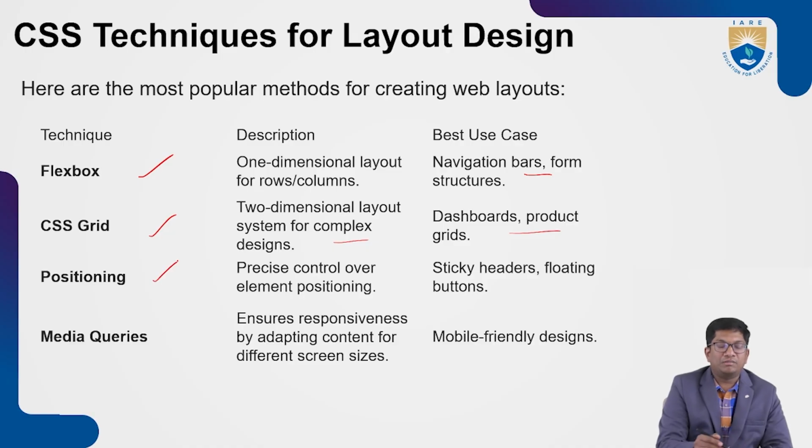Next we have position, which decides where to display the content. It gives precise control over element positioning, for example sticky headers and floating buttons. You can move the content, fix it, or scroll it, or specify its position. Next, media queries. By using these, we can view the content based on the device. They ensure we can create responsive web pages, adapting content for different screen sizes. This is mainly useful for mobile-friendly designs.